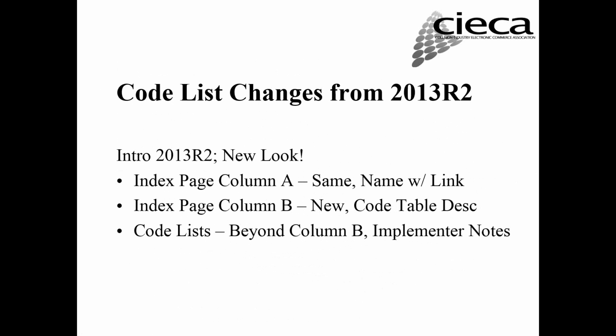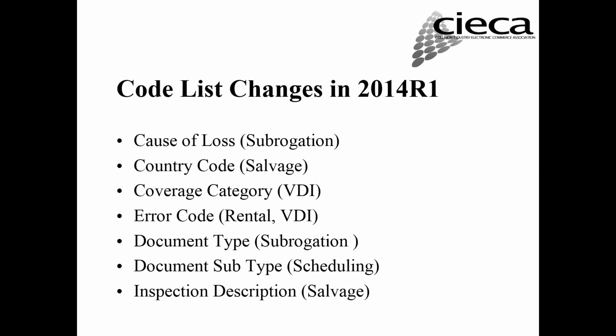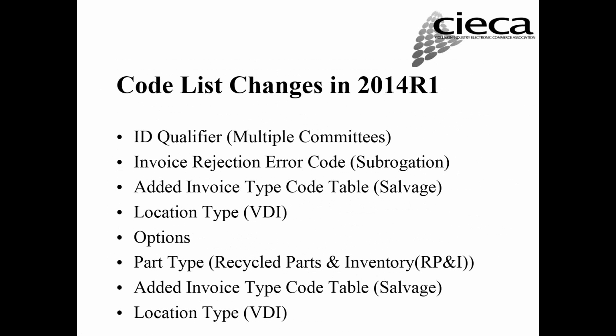the A and B columns have always been the code and a description of it, and beyond column B, we've left space for implementer notes, and we've got a growing number of those. The changes to the code list in this 2014 R1 release were to the cause of loss code list, country code code list, coverage category, error code, document type, document subtype, and inspection description.